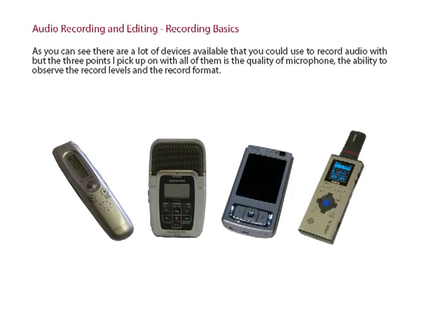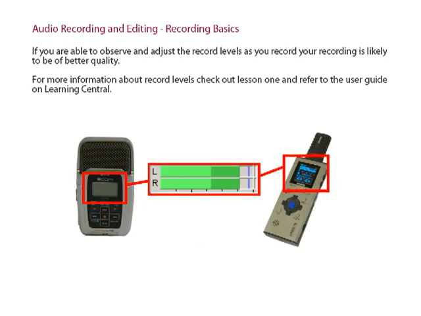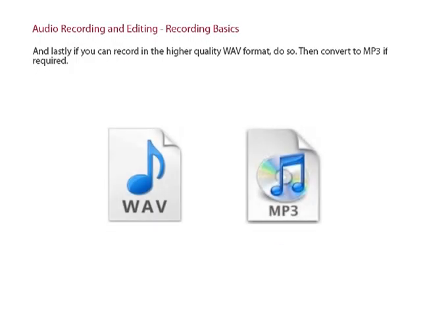As you can see, there are a lot of devices available that you could use to record audio with. But the three points I pick up on with all of them is the quality of the microphone, the ability to observe record levels, and the record format. The lower the quality of the microphone, the lower the quality the recording is going to be. If you are able to observe and adjust the record levels as you record, your recording is likely to be of a better quality. For more information about record levels, check out Lesson 1 and refer to the Devices User Guide on Learning Central. And lastly, if you can record in a higher quality WAV format, do so. Then convert to MP3 if required.